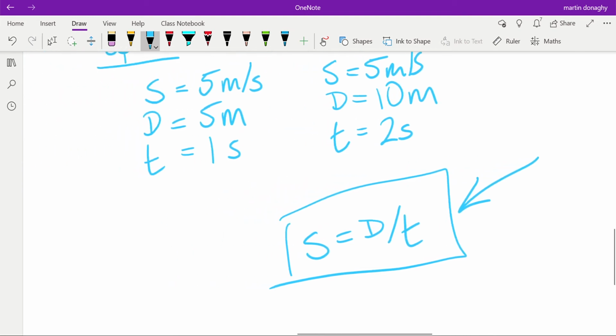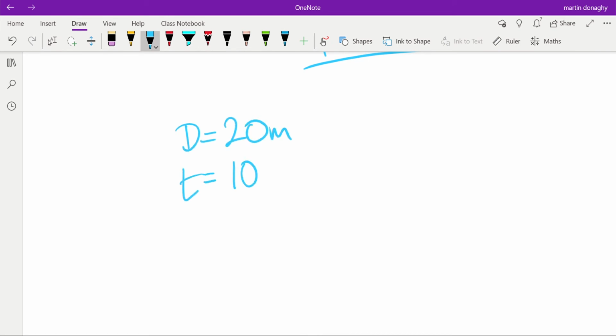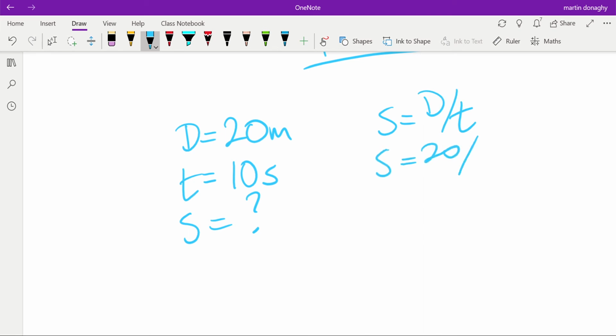So let's look at a few example questions. Let's say we have an object that covers a distance of 20 meters in a time of 10 seconds, and we're trying to find the speed. Write out your equation. That gives us 20 divided by 10, which is 2, and then we have meters divided by seconds.